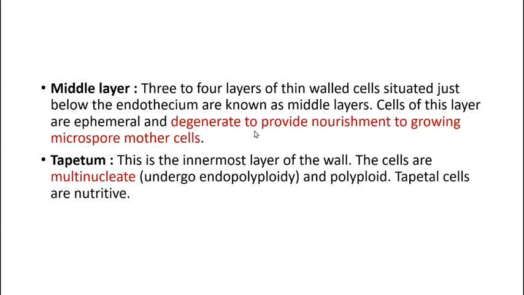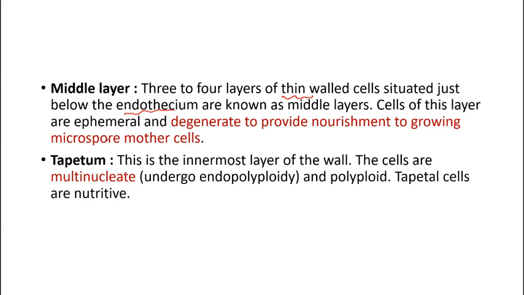Coming to the middle layer. The middle layer is again three to four layers of thin walled cells, which are below the endothecium. So, epidermis, endothecium, then the middle layer. This middle layer will degenerate and provide nourishment to the growing microspore mother cells, from which microspores will be formed. The microspore mother cells need to grow, so where will they get the nutrition from? They will get it from the degeneration of the middle layer.